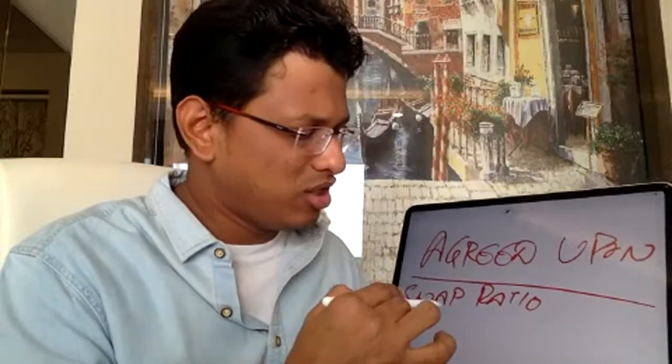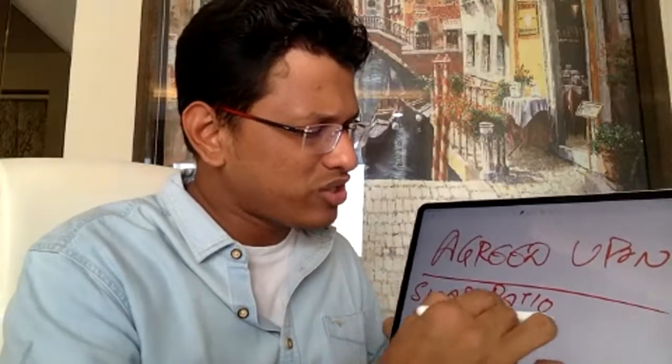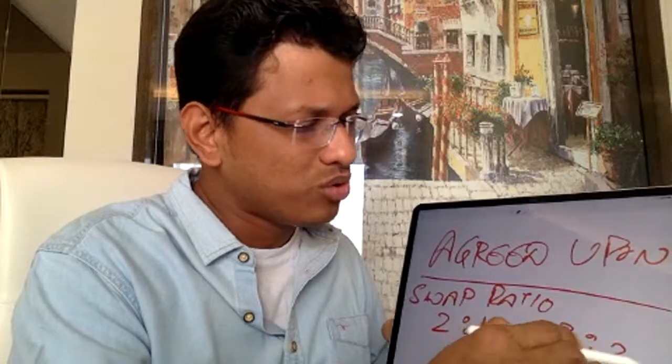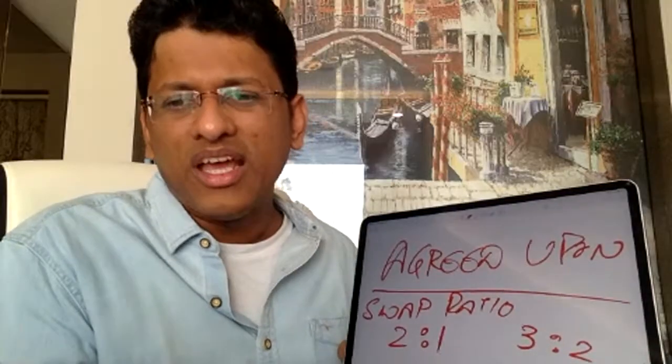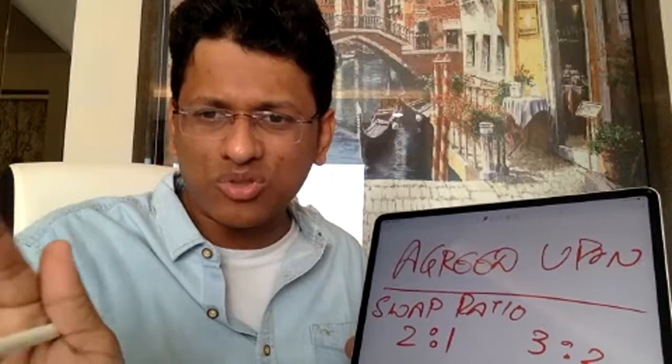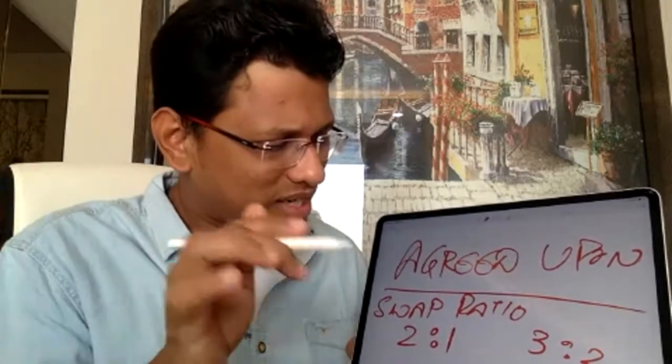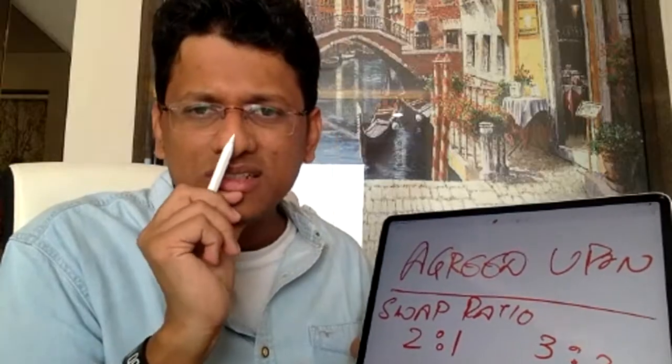I'm sure you would have seen 2:1, 3:2, these kinds of ratios for shares. Now I am asking this question. Intrinsic value, market value, hold on for some time. We will come to those values. We have not gone to those yet. Swap ratio 2:1. What does 2:1 mean?